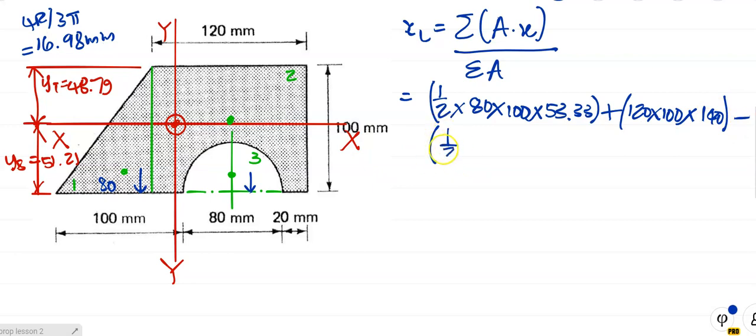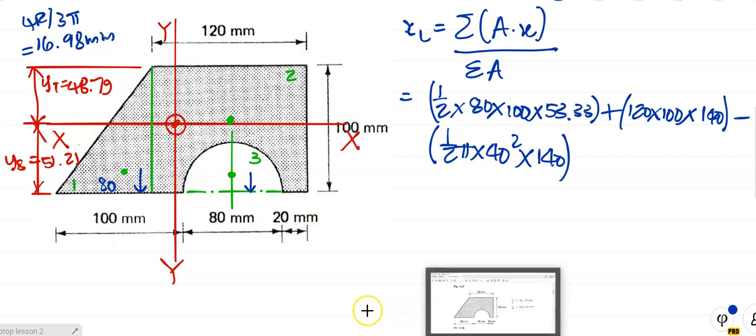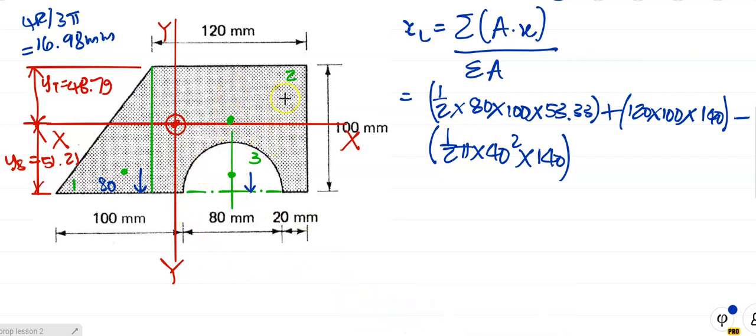And the area is half pi r squared, times 40 squared, times the distance. What's x for the semicircle? It's the distance from there all the way to there. And that's easy. It's 100 plus 40, so it's 140. And notice there, the centroid of the rectangle and the centroid of the circle just happens to be on the same vertical line. Just happens to be. Divided by the total area. And the total area I got there, I'm going to record it there. I'm not going to work it out again. 13486.